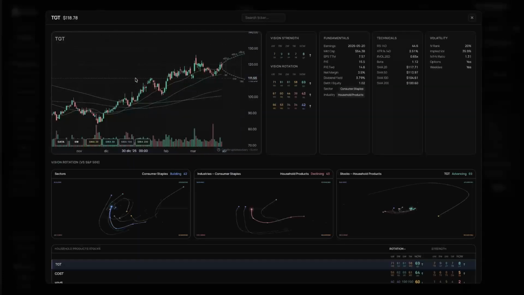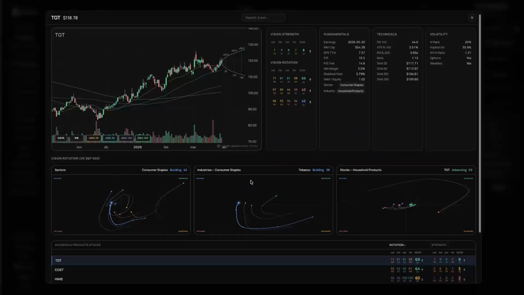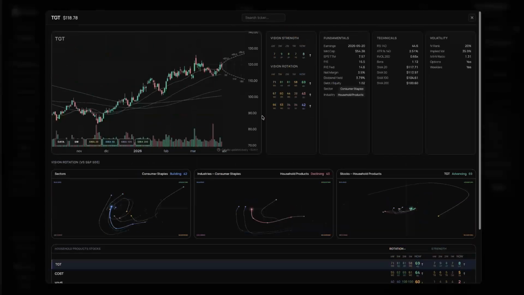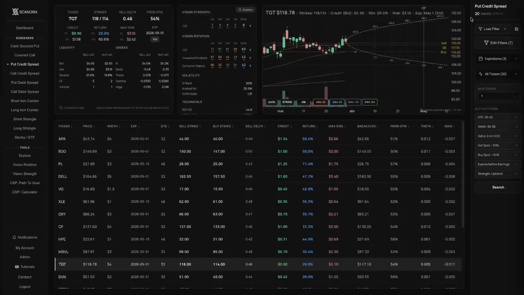And here, as you can see, Target opens again at the bottom. We can now also see the Vision Rotation where it is located, the sector of Target, the industry, and the stocks with which it shares an industry. I can also review those same stocks. If you notice here, we see Target, Costco, and in this case, I can see the rotation classification and the strength classification. So it's really easy to observe the trend, both from the asset itself, from the stock itself, or also based on the industry or the sector.